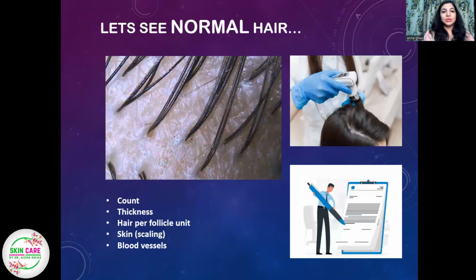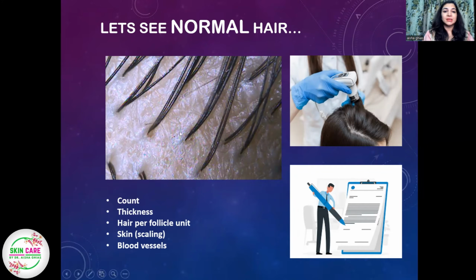Okay, so let's see the normal hair. When you see the normal hair with the help of trichoscope, you see these hair follicle units. Not always the single hair is coming out of the follicle unit. As dermatologists, we all know that there may be 2 to 3 hair coming from the same orifice, from the same hair follicle unit. That's why they are called follicular unit. Unit is one, but there may be many hair coming out of it.